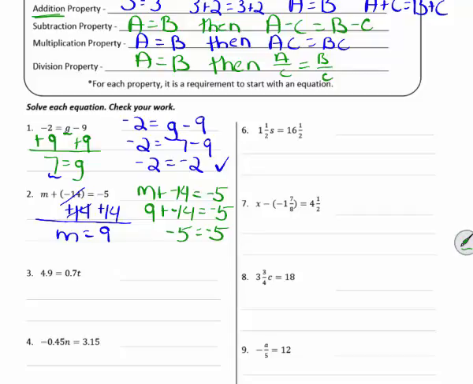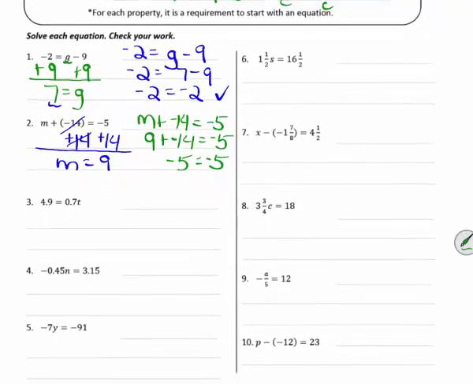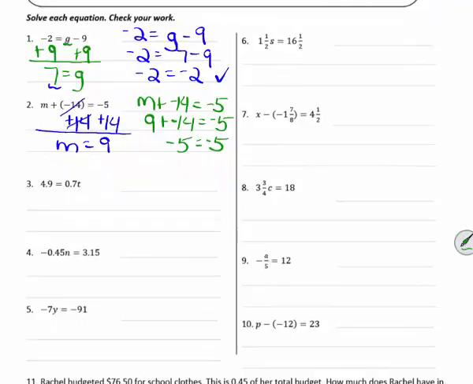All right, number 3. Here I have one where it's being multiplied. And yes, you're allowed to use calculators. So in order to cancel a multiplication, I have to divide. So I'm going to divide both sides by 0.7. Well, 4.9 divided by 0.7 is 7. So now I'm going to do my check.